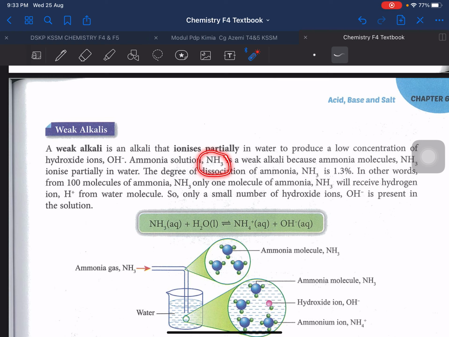So ammonia solution NH3 is a weak alkali because ammonia molecules ionize partially in water. Dia hanya mengion separa saja dalam air. You remember the equation for ammonia, we need to include the water inside. But for the rest of it, tidak payah. Only the ammonia saja yang special. The degree of dissociation of ammonia is 1.3% saja. So in other words, from 100 molecules of ammonia, only satu saja molecule of ammonia will receive hydrogen ions from water molecule. So only a small number of hydroxide ion is present in the solution.